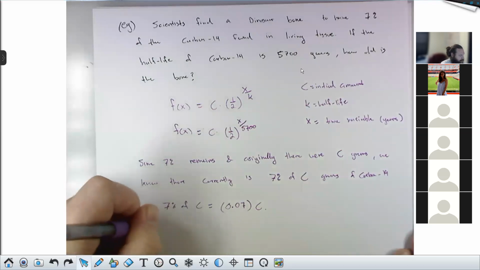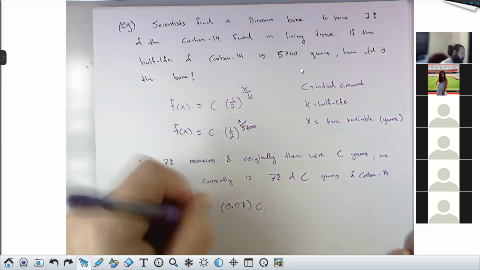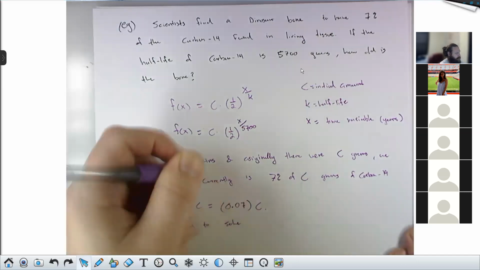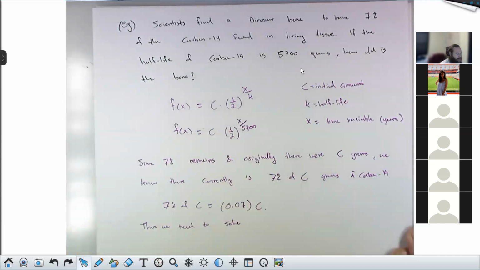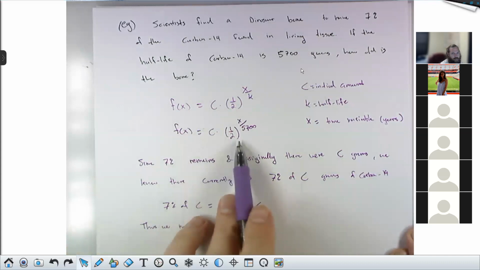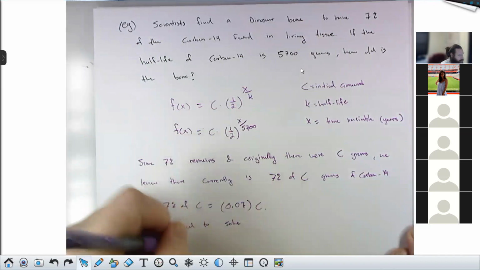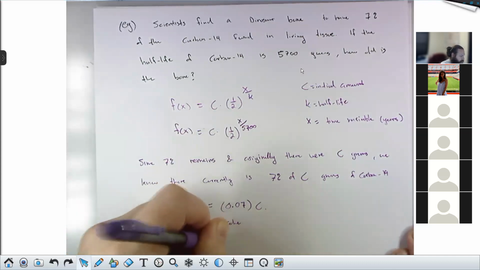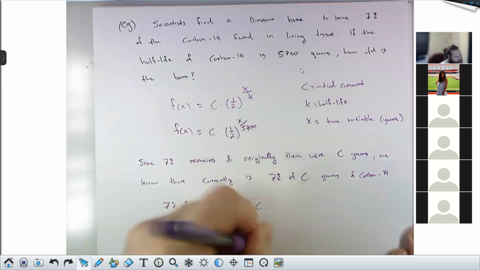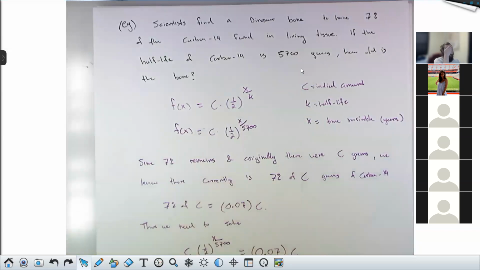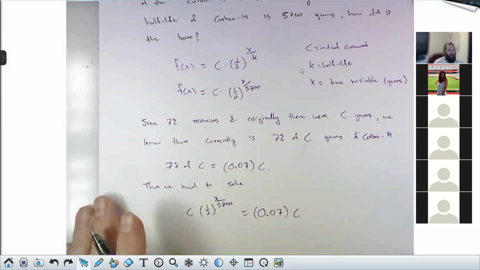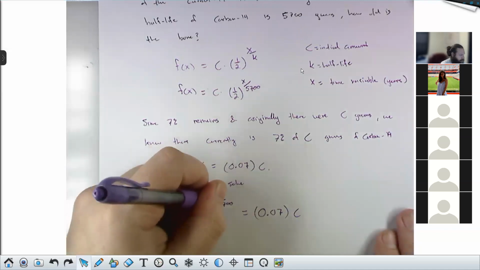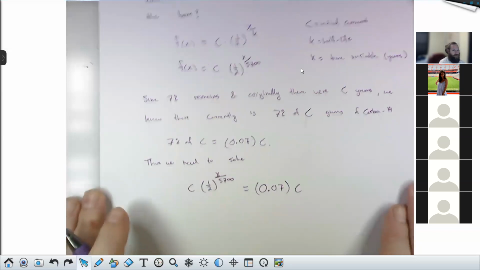Therefore, we need to solve, I'm trying to solve for a time, so I'm trying to solve for X. I know right now this is how much there is. I know that after X years, this is how much there is. So I should set those things equal to each other. I need to solve the equation C times 1/2 to the X over 5,700 is equal to 0.07 times C. So this is the equation we need to solve. This will tell us how long it's been since the dinosaur died.